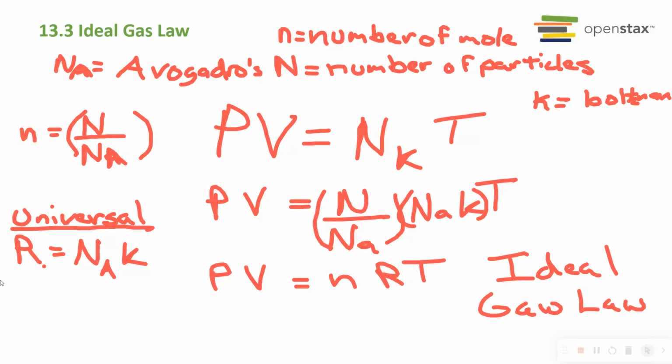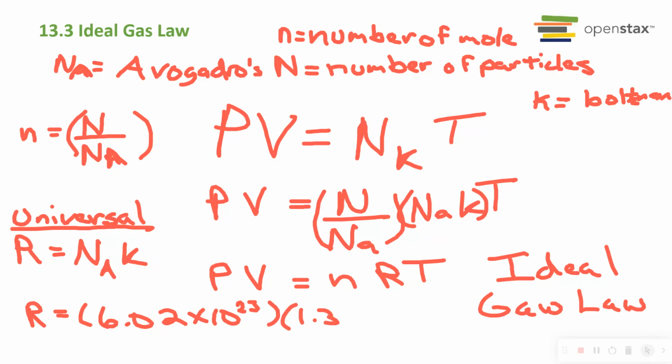Oh, and I'll put one last thing. So this value here for R, Avogadro's number, if you remember correctly, is about 6.02 times 10 to the 23rd, times 1.38 times 10 to the negative 23rd.